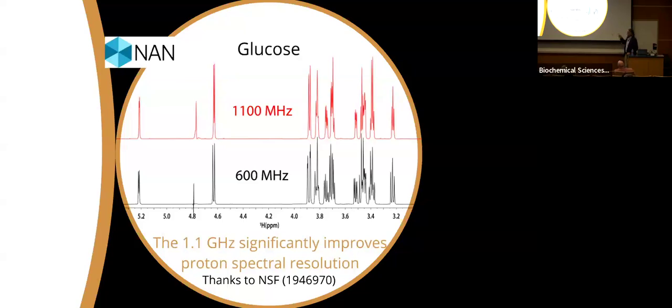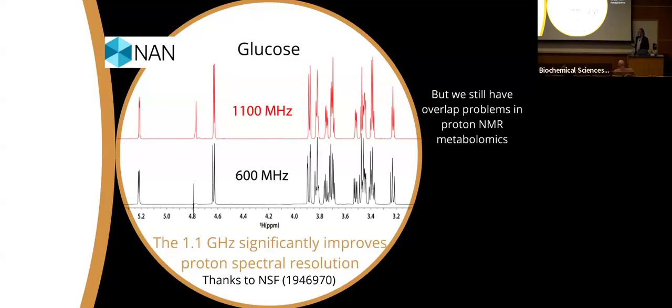And so this is just the easiest example to demonstrate, and I'll come back to some other glucose spectra in a few minutes. Basically, one of the real strengths of this kind of resolution is for carbohydrate analysis, and every carbohydrate basically looks like this. The 1.1 will really help that field quite a lot. So it improves spectral resolution. But we still have an overlap problem for metabolomics because we don't just have glucose in our samples. We have a bunch of other stuff. And so that's what I'm going to talk about first.